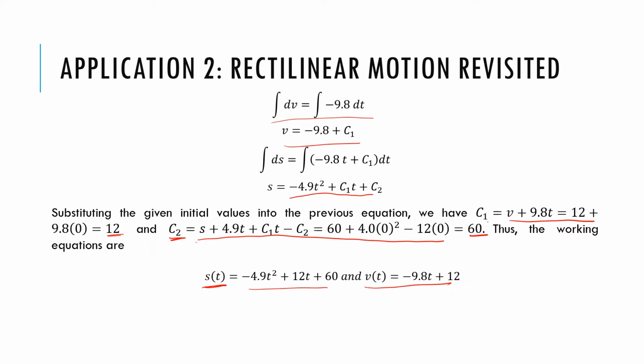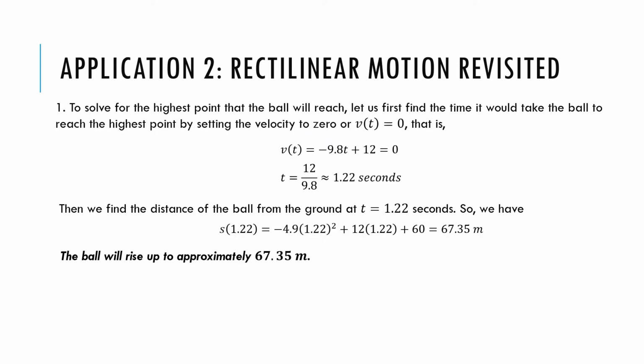Next is, let's answer number 1. So kailangan natin mahanap yung highest point, guys, yung pinakamataas, yung maximum na ma-reach ng ball. So, kailangan muna natin mahanap yung time para maabot niya yung maximum niya. So, set natin yung velocity to 0. So, yung v of t magiging 0.